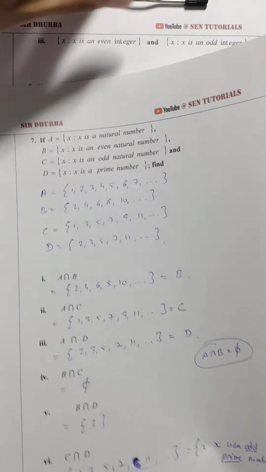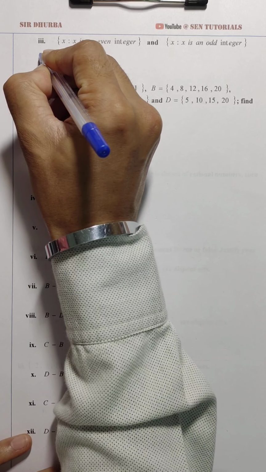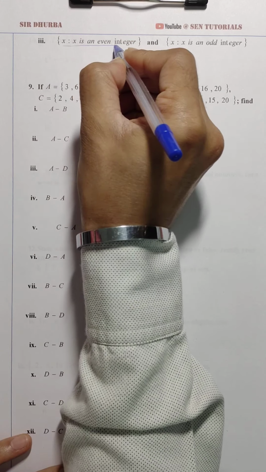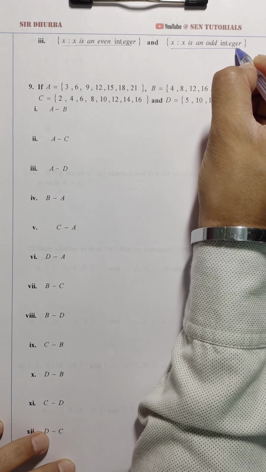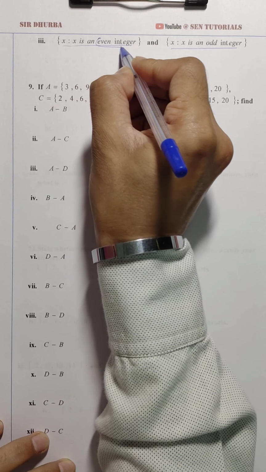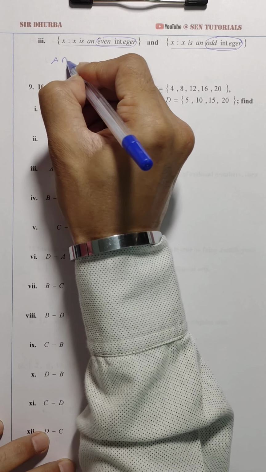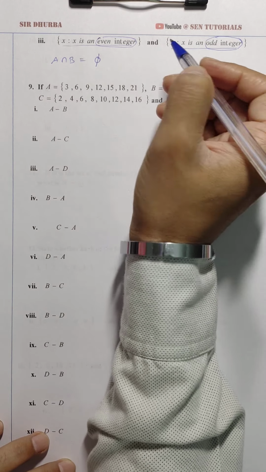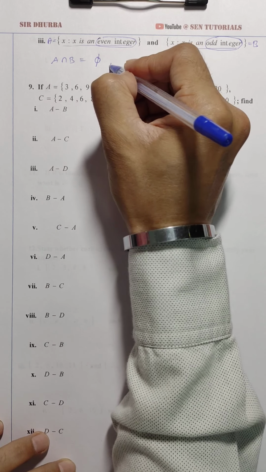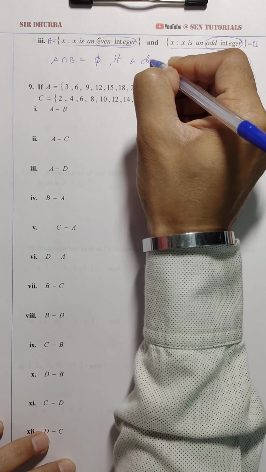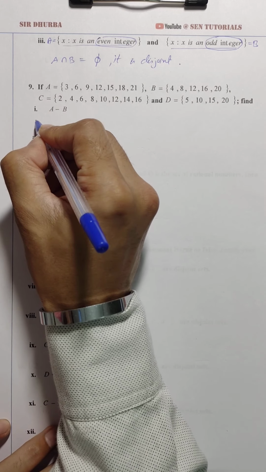Alright, done. Next. X is an even integer, and X is an odd integer. Even integers, odd integers. Is it possible for us to have any common element? Absolutely not. So A intersection B is a null set. So this one is a disjoint set.